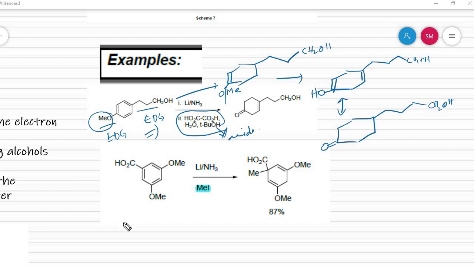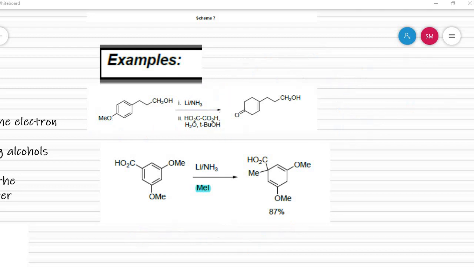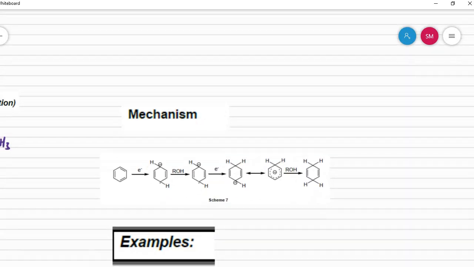If you use any withdrawing group, for example, if I have NO2 on the benzene ring, wherever the withdrawing group is, the carbon the withdrawing group is attached to will reduce. So NO2 is going to reduce, and this position is going to reduce. Why this happens, we are going to see in the mechanism.